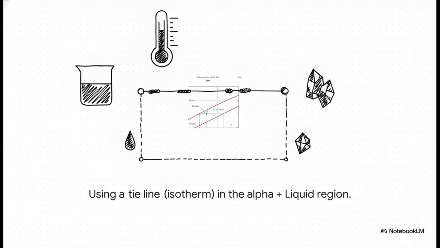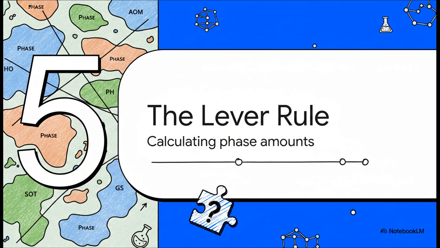The drop from the liquid side might tell us our remaining liquid is currently 31.5% nickel. And the drop from the solid side shows our newly formed solid crystals are actually 42.5% nickel. The overall mix is still 35%, but the nickel is actively redistributing itself as it cools. Which brings us to Section 5, the lever rule explained, calculating phase amounts.